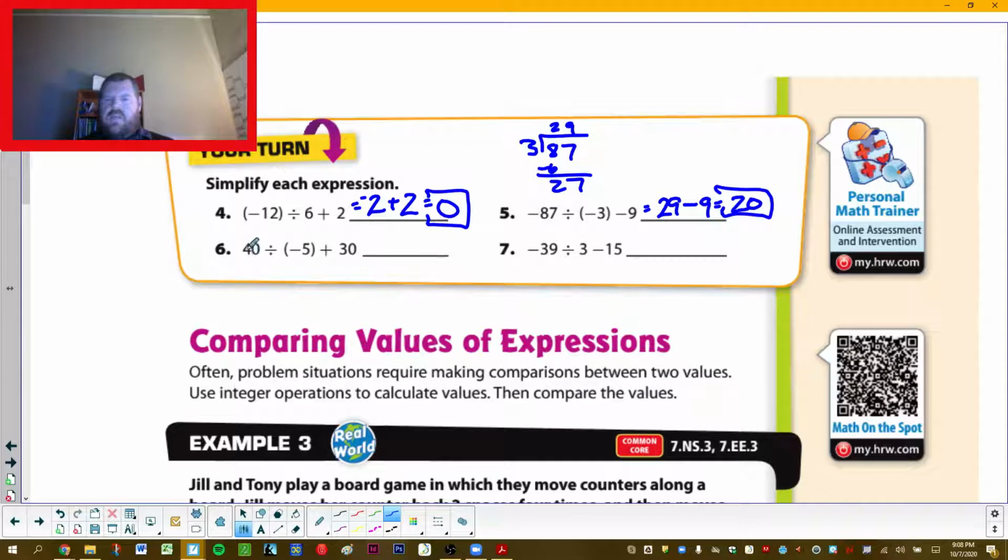Let's see, the next one I have 40 divided by negative 5. That's going to be negative 8. And we're going to add 30. Negative 8 plus 30 is positive 22.